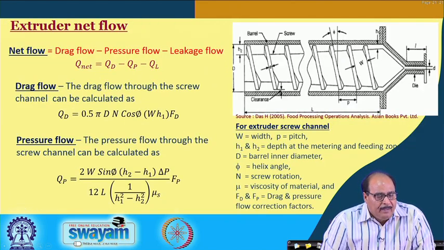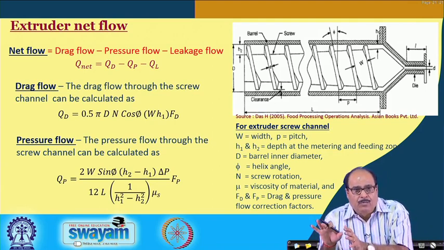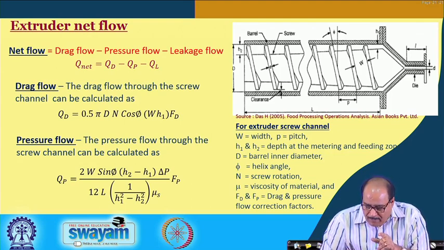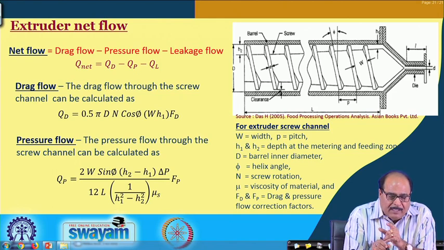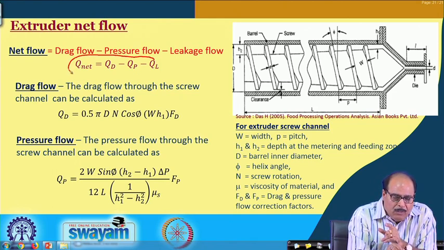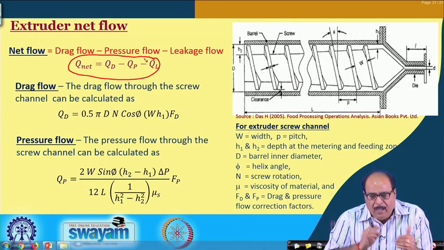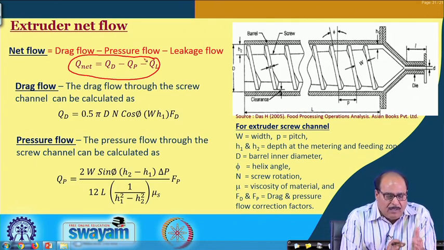The other point is the net flow through the extruder barrel, and this is equal to drag flow minus pressure flow minus leakage flow. You can see here Q net is equal to Q D minus Q P minus Q L. These are drag flow, D for drag, P for pressure and L for leakage flow. So, drag flow, pressure flow and leakage flow can all be calculated.